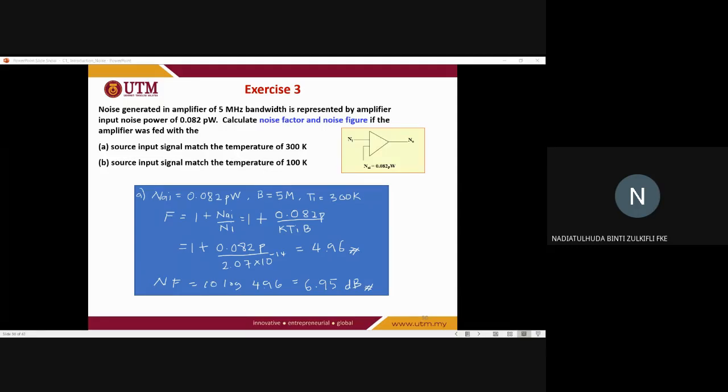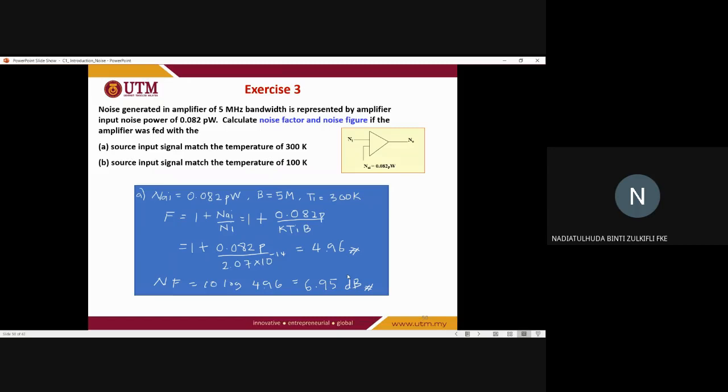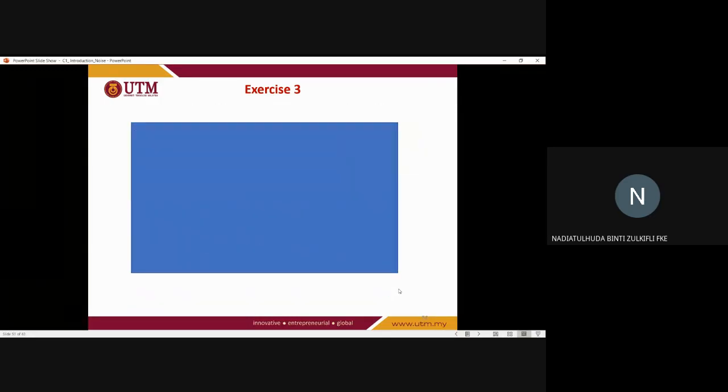So 11.1 dB. What about the rest? You got 11.1, yeah? So it's very straightforward. I just calculated, I just changed 300 to 100. So you got 11.1 dB. Okay. So yes, correct. I'm going to share the solution here.